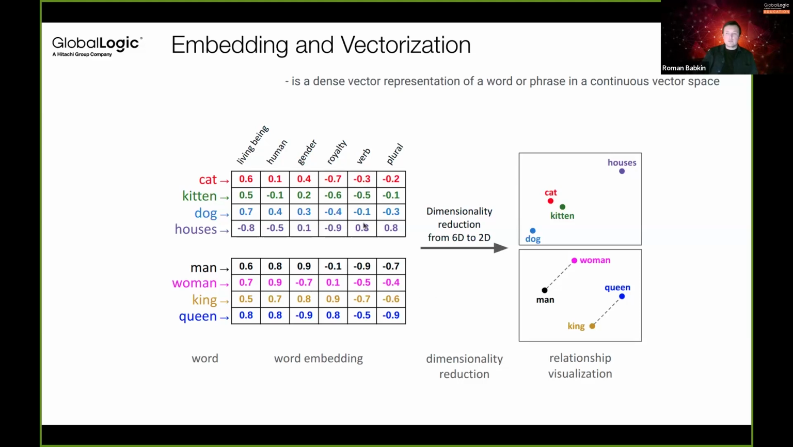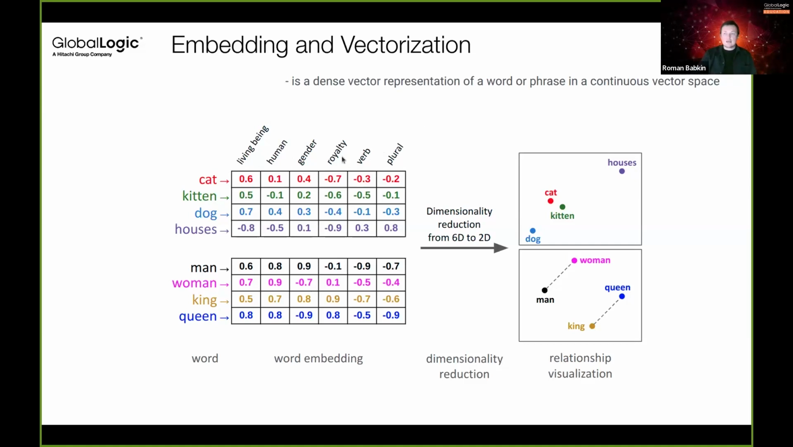So how does it work? Let's say we can categorize words. Imagine I can create here 6 categories: is it a living being, is it a human, what gender does it represent, does this word represent royalty, is it a verb, and is it plural or single? In this case, I can put some numbers representing this particular word in this particular sense.